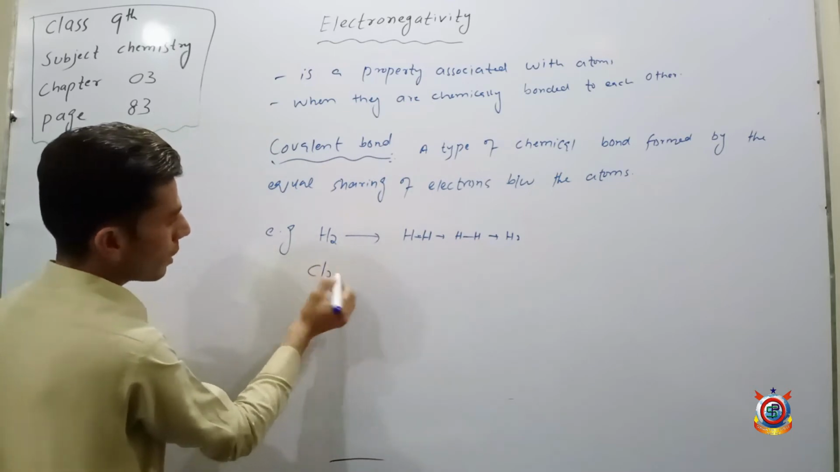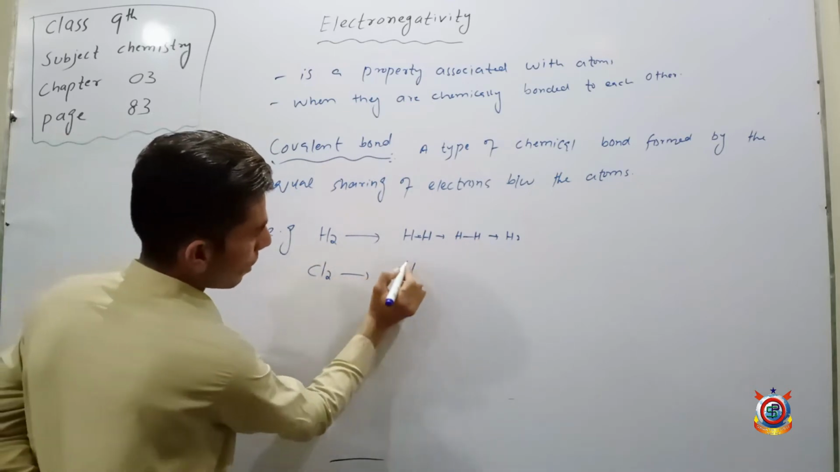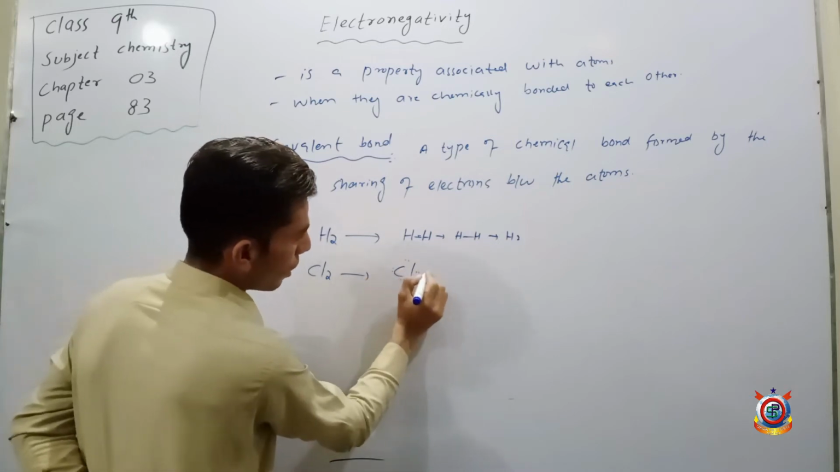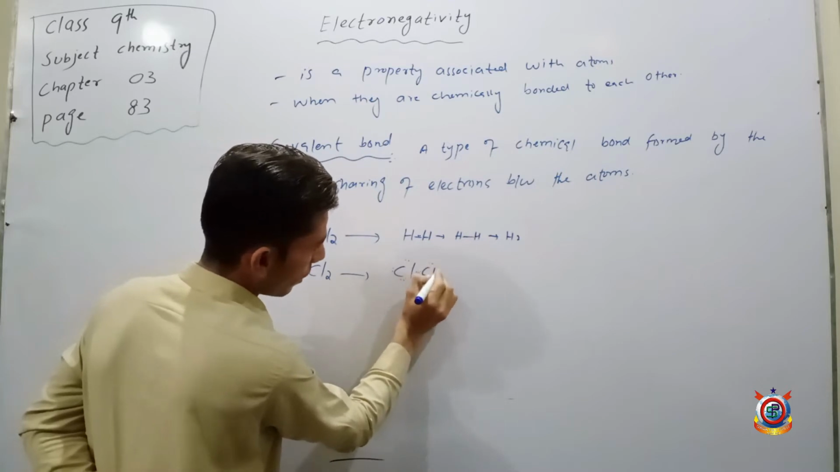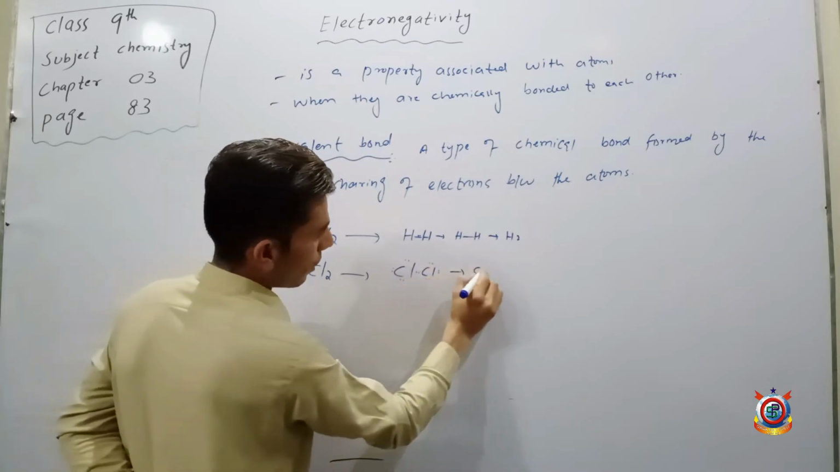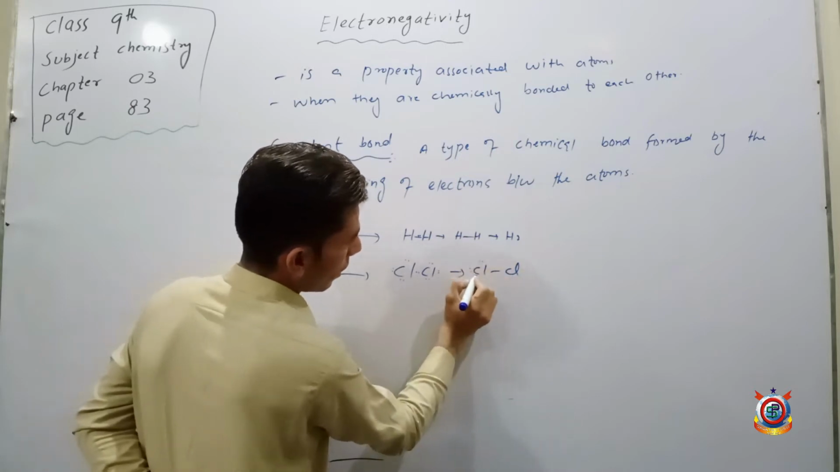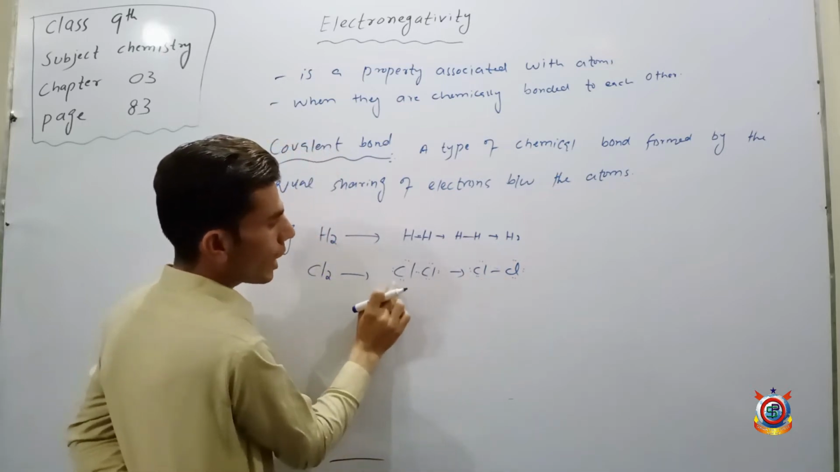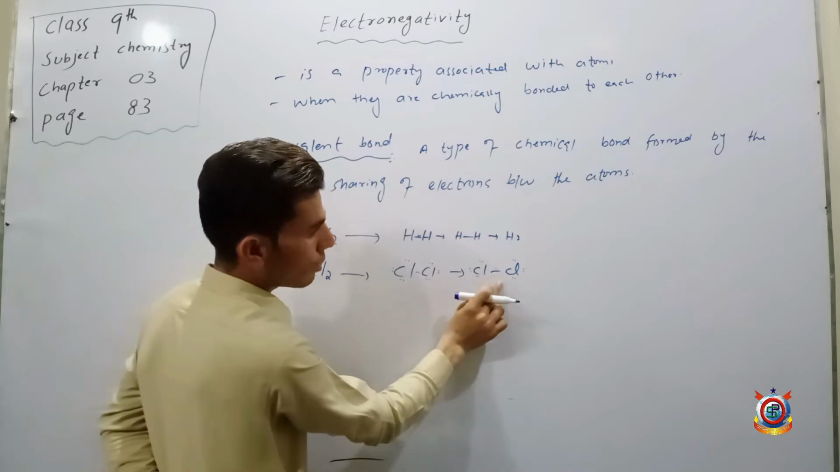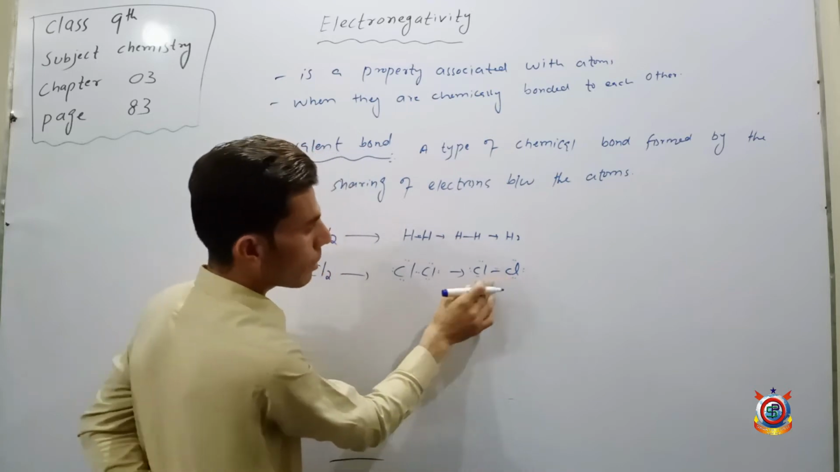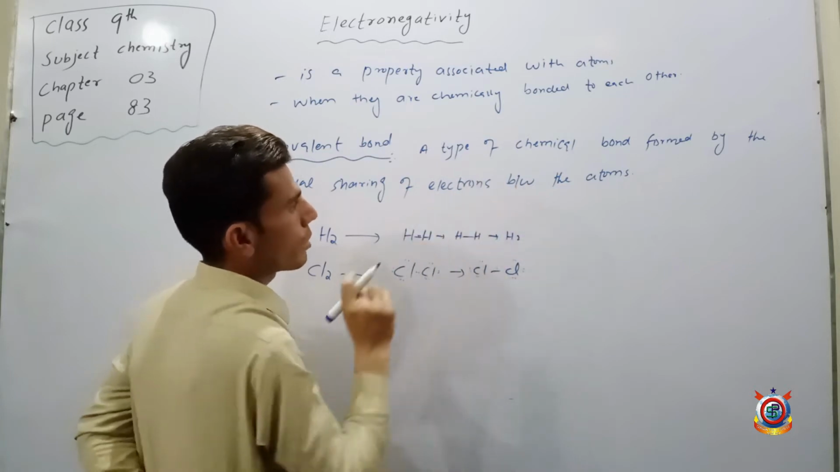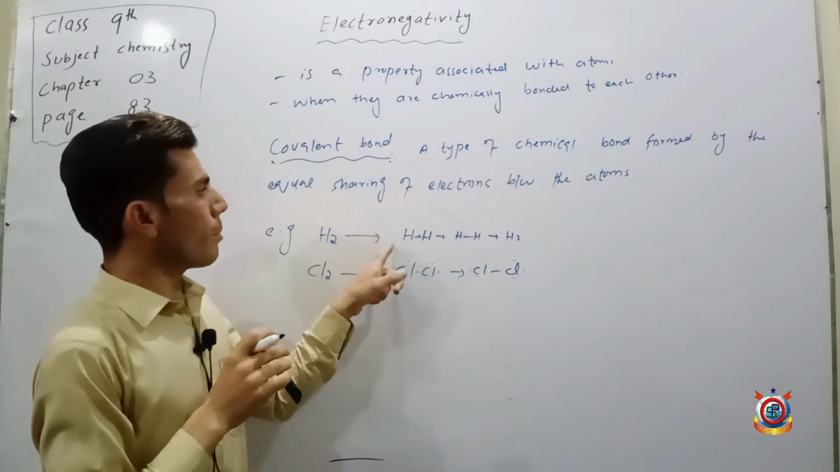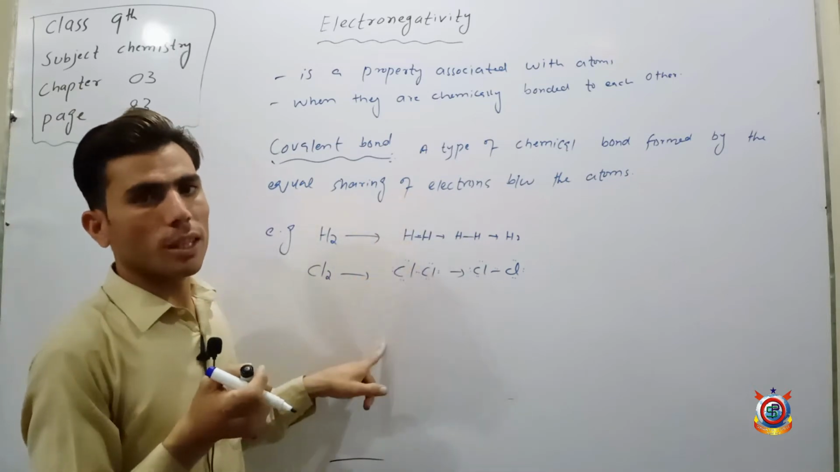Second, for example, Cl2 molecule. In the formation of Cl2, there are 7 electrons in the last shell of each chlorine atom. They share one electron with each other and form a single covalent bond. So they equally share a single pair of electrons, and they form a bond which is called a covalent bond.